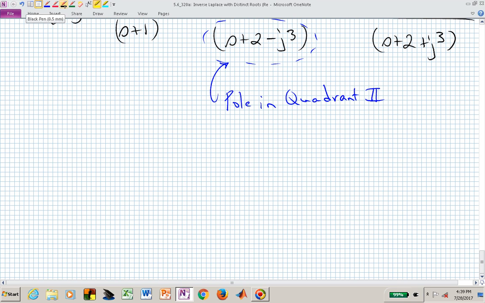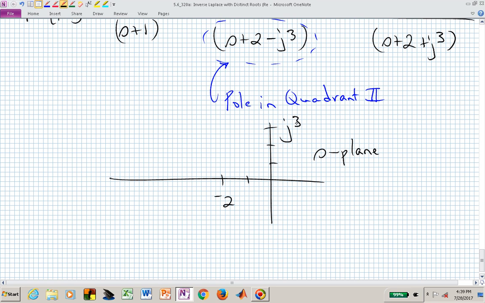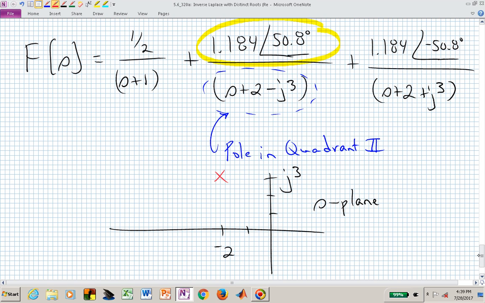Just to emphasize that visually, here's our complex S-plane. We are talking about the pole, or the value of s, of minus 2 plus j3 that would cause that particular factor to vanish, and that's the positive imaginary component pole, and that residue is what we have to keep track of.